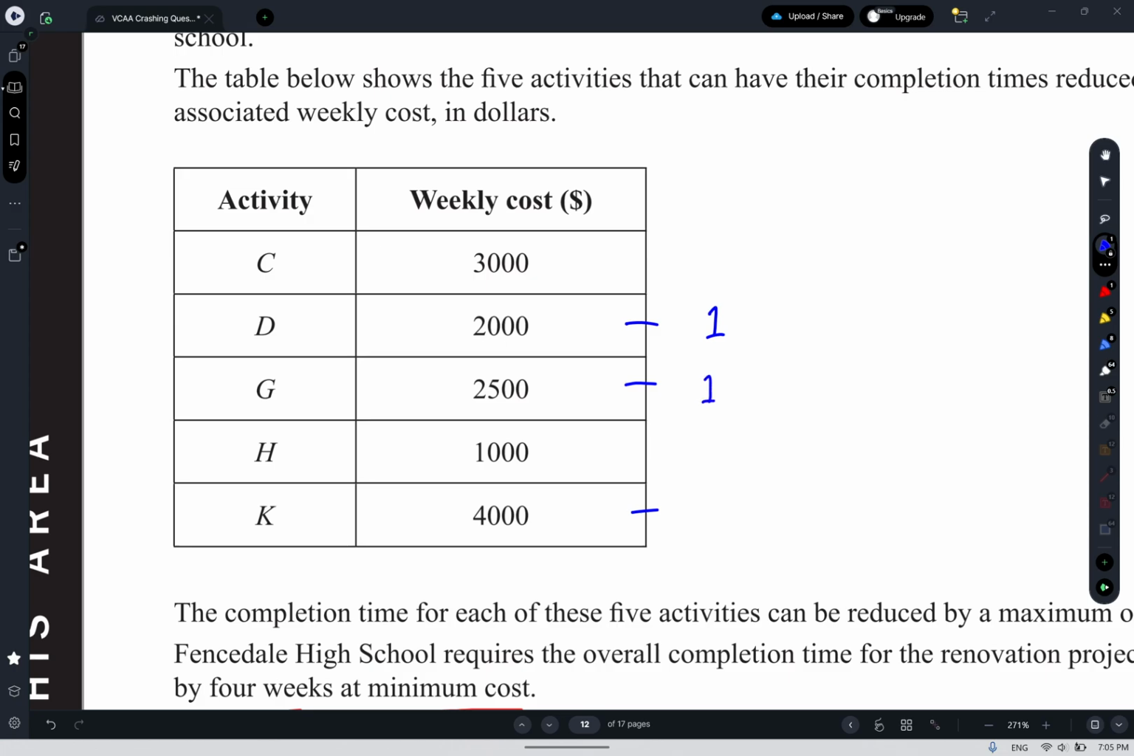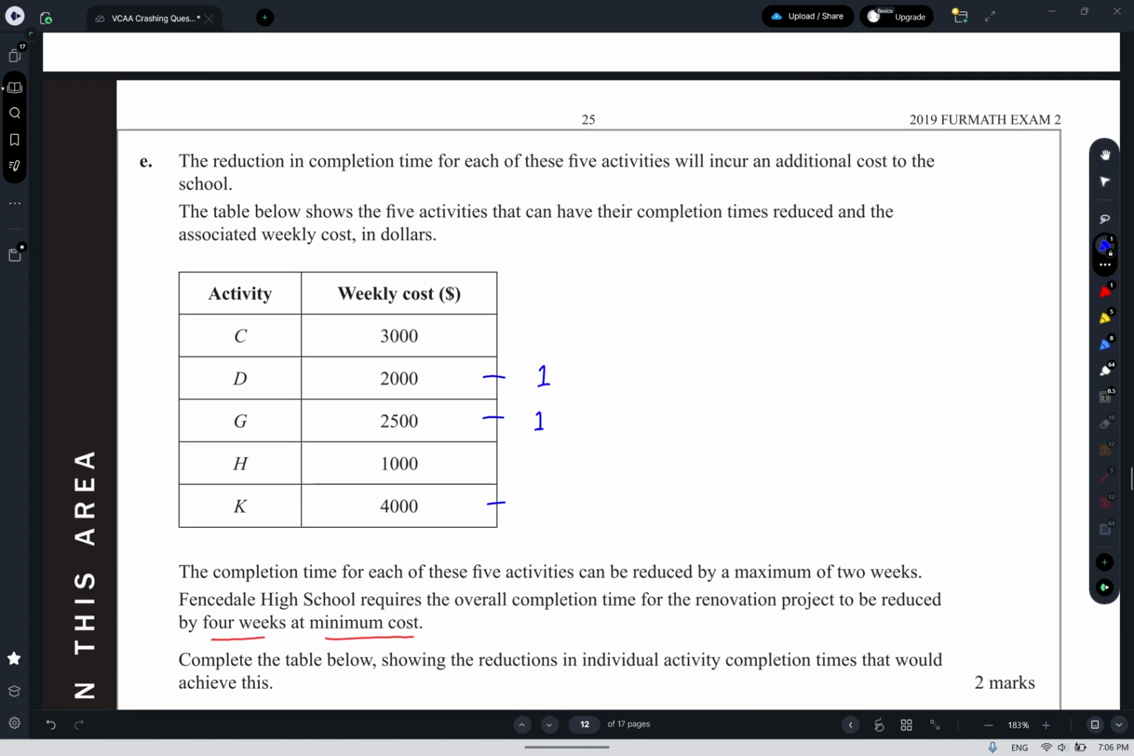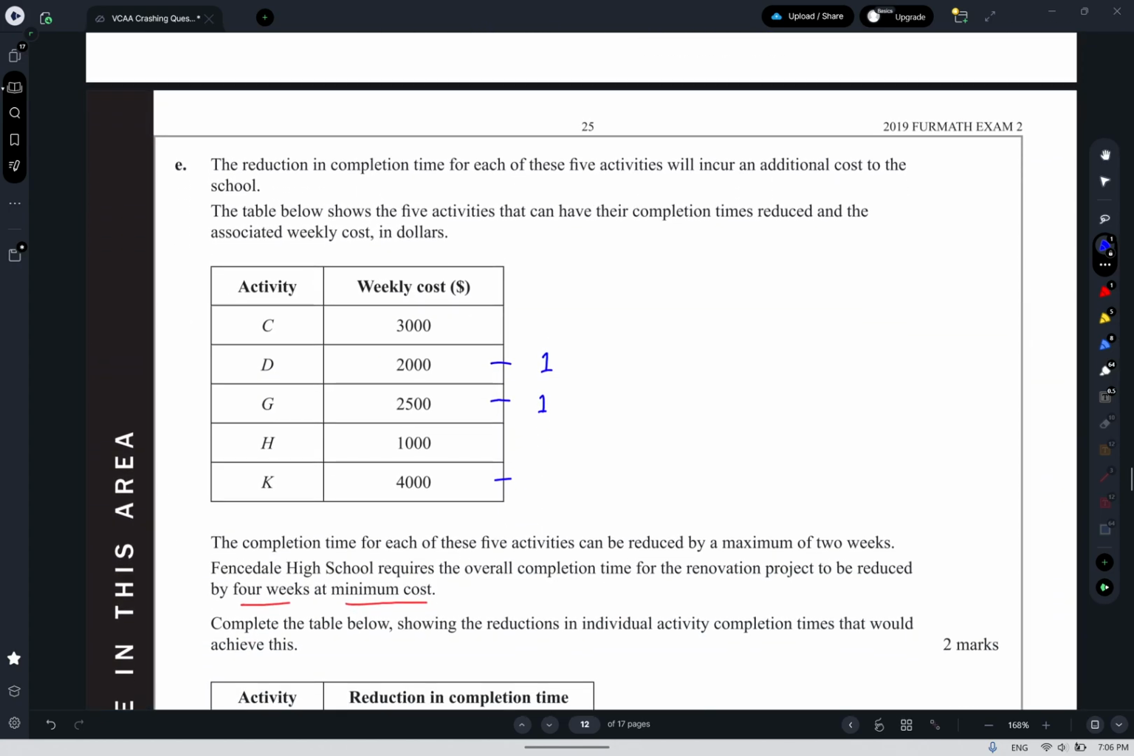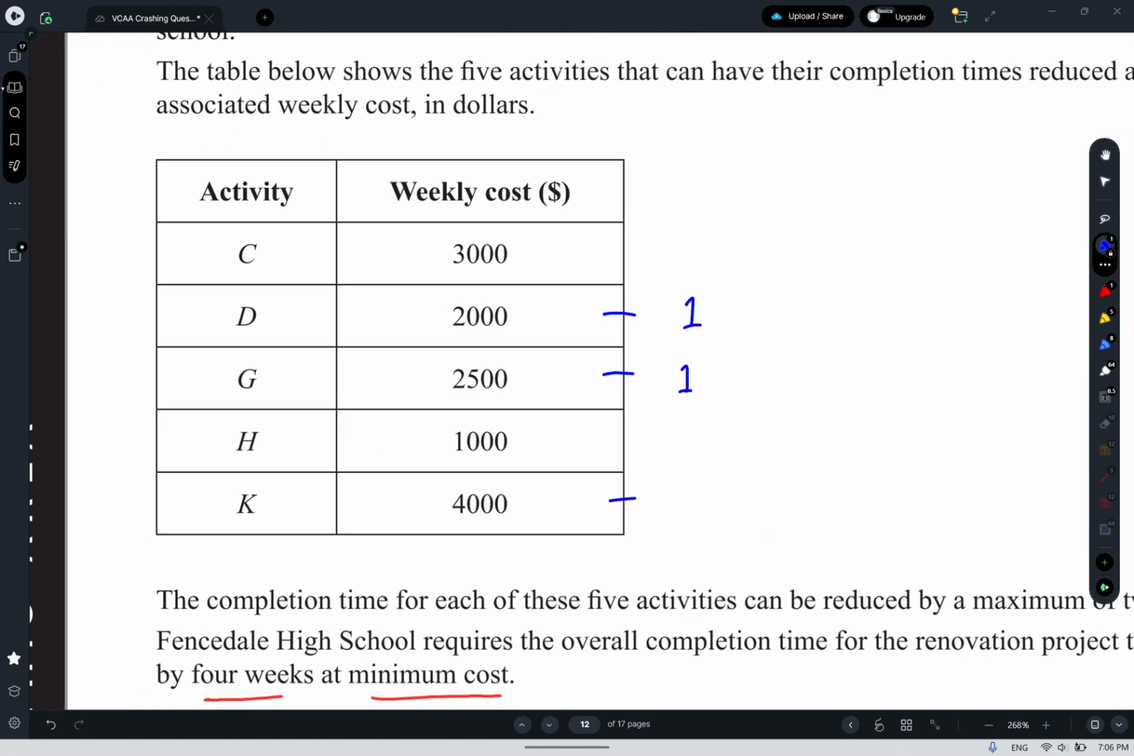So far I've reduced the length by 2 weeks, I think it was weeks. So D and G both reduced by 1, so I'll note that, so that's going to be a 3 now. Again, what you'll notice is that the GI route, which takes 5, and the H route, which also takes 5, are both critical. So, to reduce the overall completion time, I've got choices. It's either C and D by 1 to reduce this section, G and H by 1 to reduce this section, or K by 1. So it's C and D, G and H, or K. C and D is 5,000, G and H is 3,500, K is 4,000. So I'll reduce G and H each by 1 for 3,500.